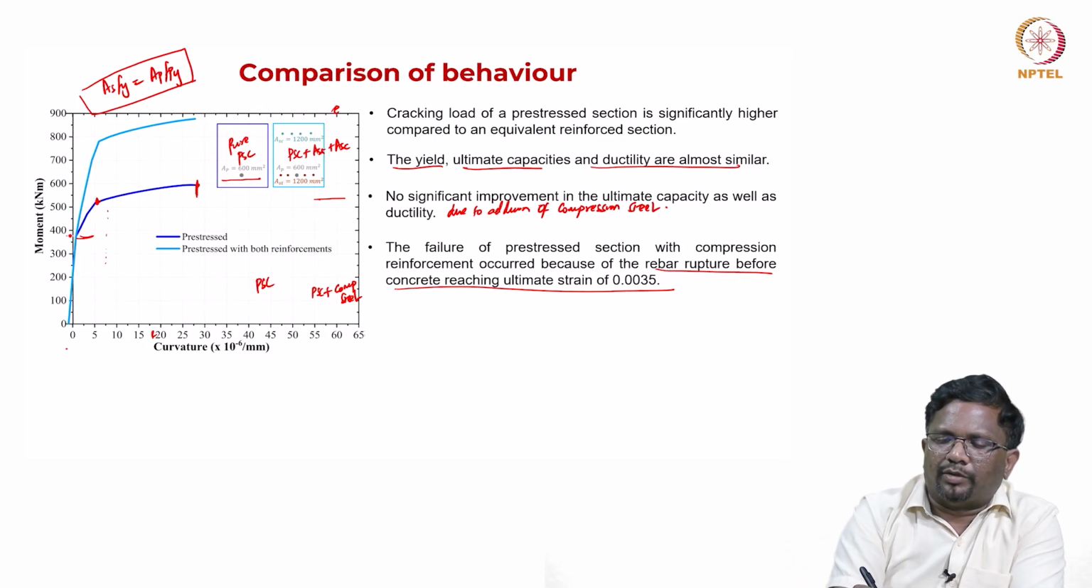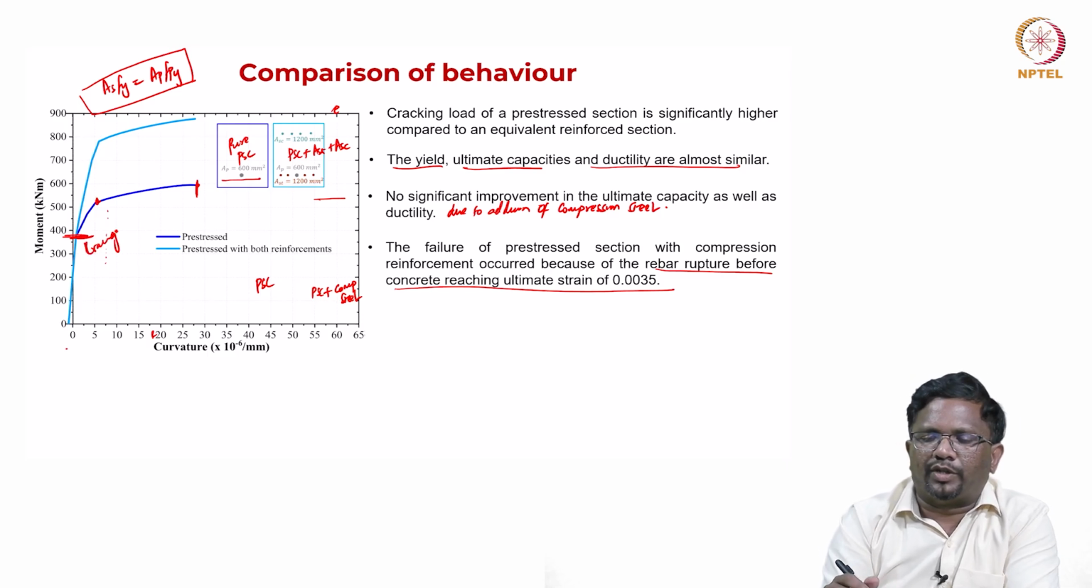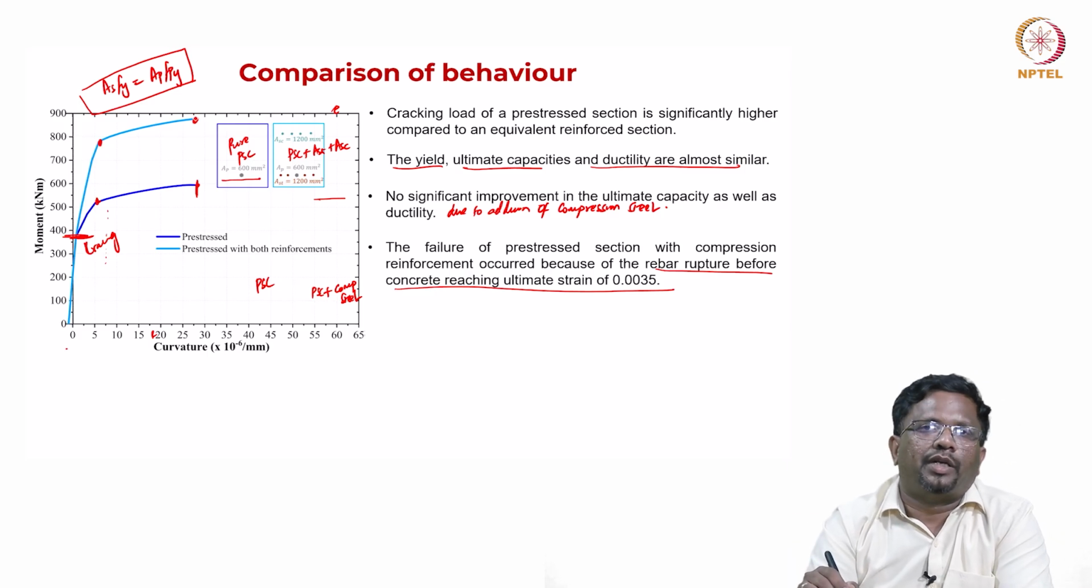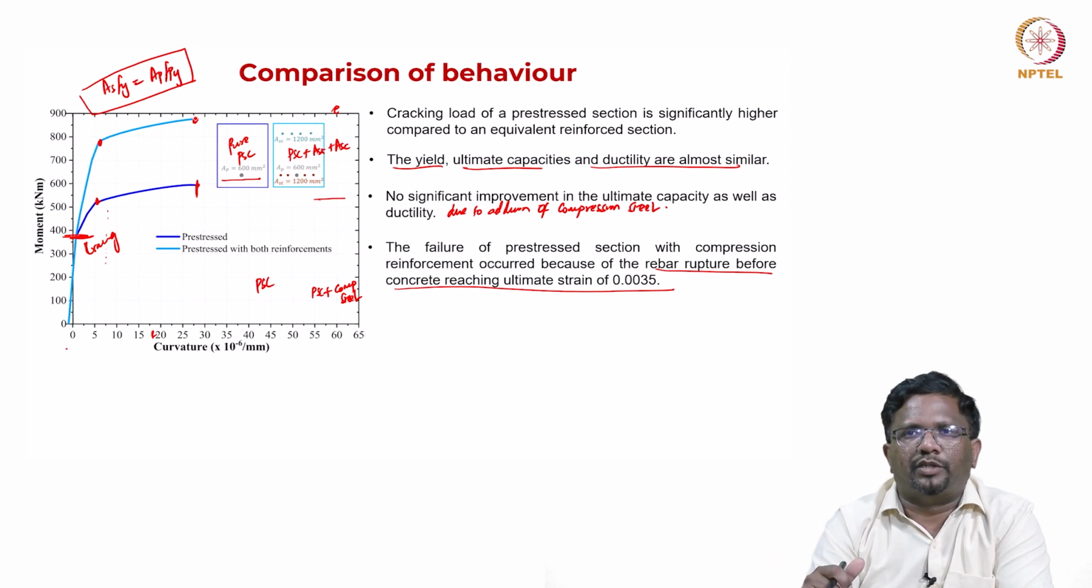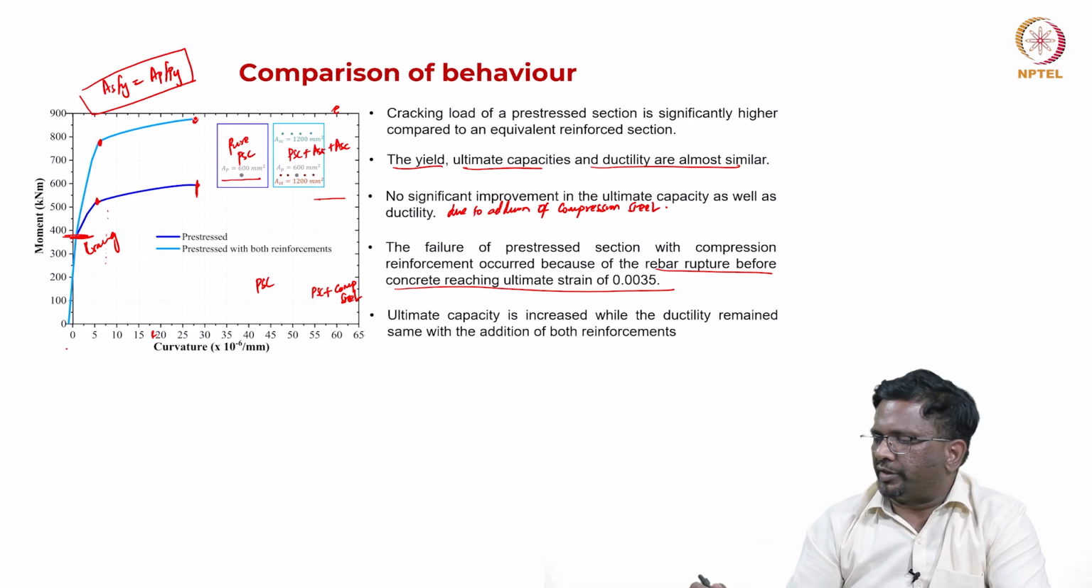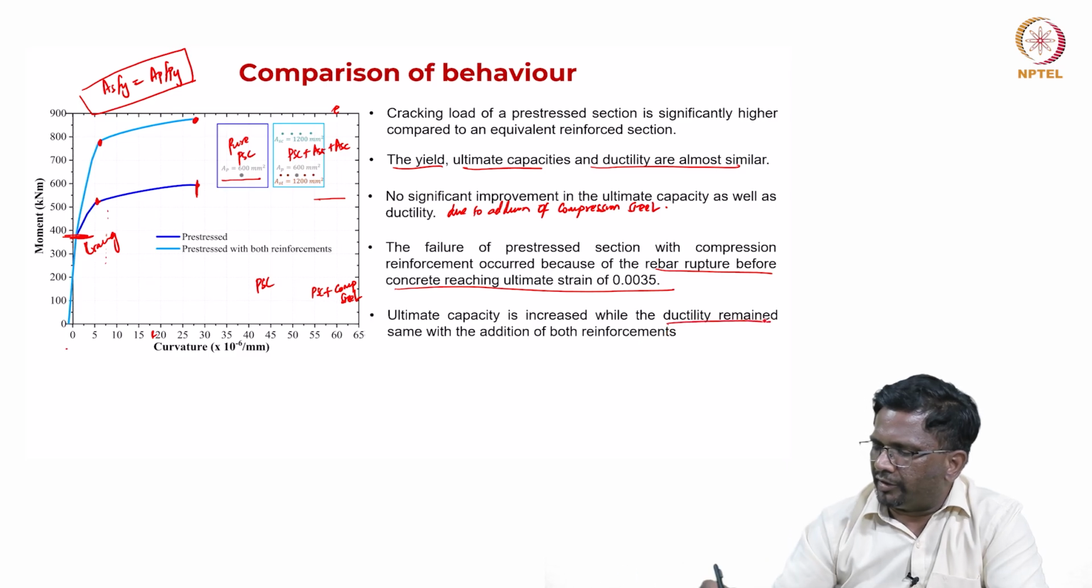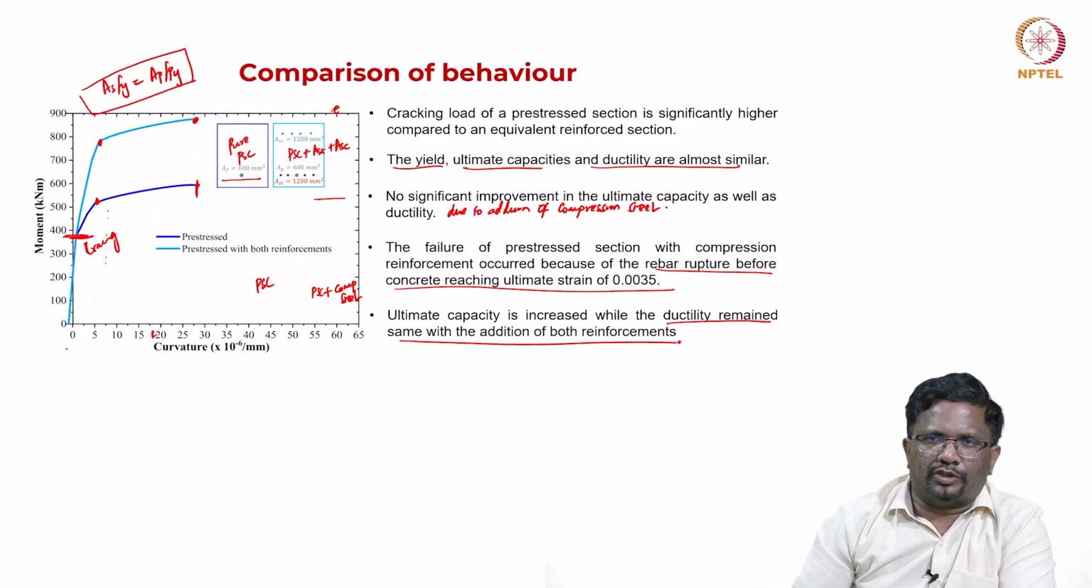You will find that because we did not change the pre-stressing, cracking did not really change, right? However, the yielding increased, the ultimate also increased, but the curvature ductility did not really change. So if I want improvement in cracking, yielding capacity and ultimate capacity, I can add steel on the tension side and compression side, and I can get both: no reduction in ductility, at the same time increase in capacity. So ultimate capacity increased, however the ductility remained nearly same with the addition of both steel, right?